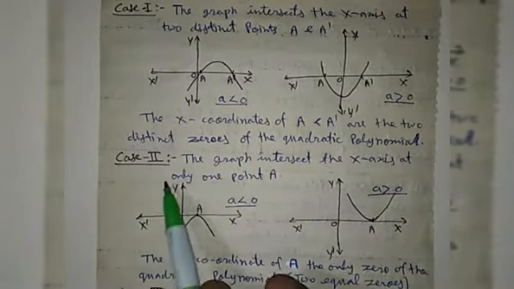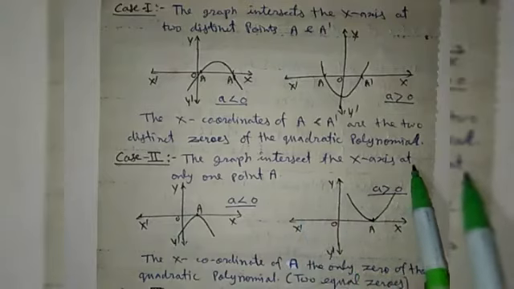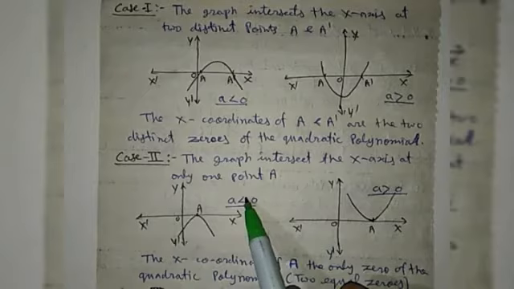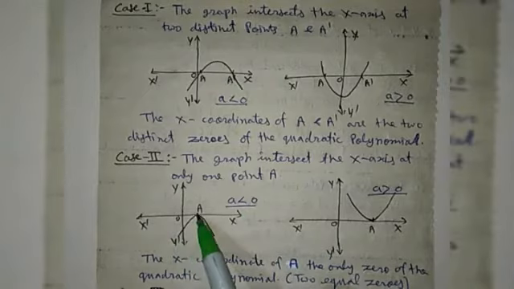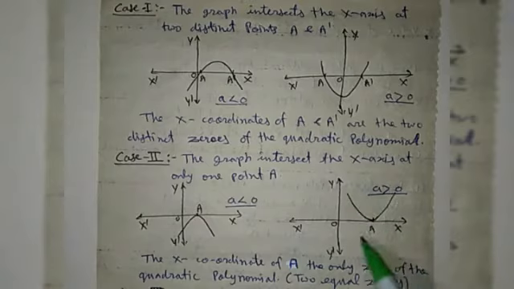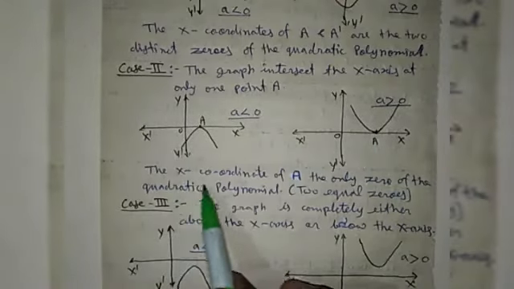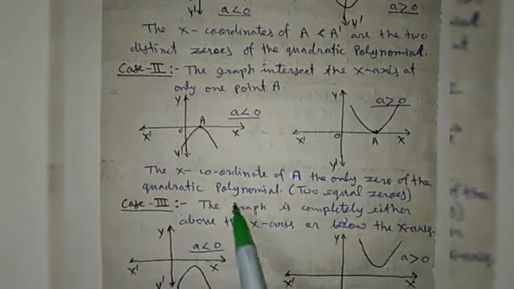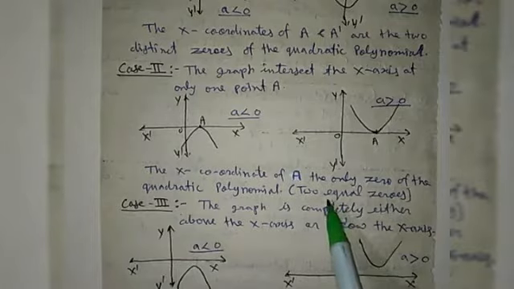In the second case, the graph intersects the x-axis at only one point A. Here, for a less than 0, the graph is shown here, it touches the x-axis at point A. Here in the second graph, a greater than 0, the graph touches the x-axis at point A. So here, the x coordinate of A is the only zero of the quadratic polynomial. Means here, two zeros are equal.